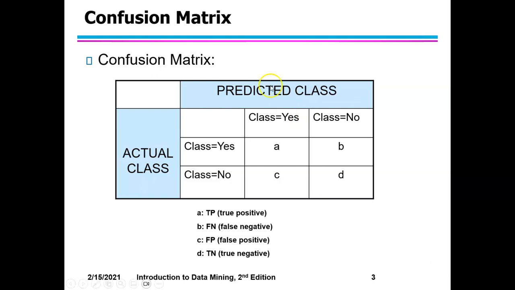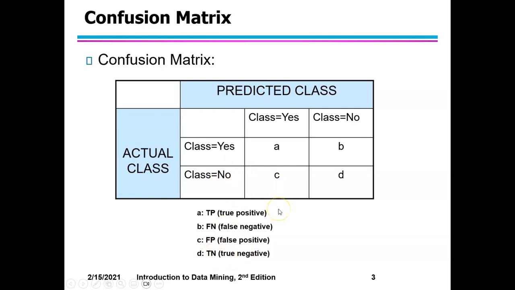Here we have four different quadrants. For example, if the actual class is yes and the prediction is yes, it is A. If it is yes, no, it is B. If it is no, yes, this is C. And if it is no, no, this is D. So we have four different outcomes. The true positive is called TP, the false negative is FN, the false positive is FP, and the true negative is TN.